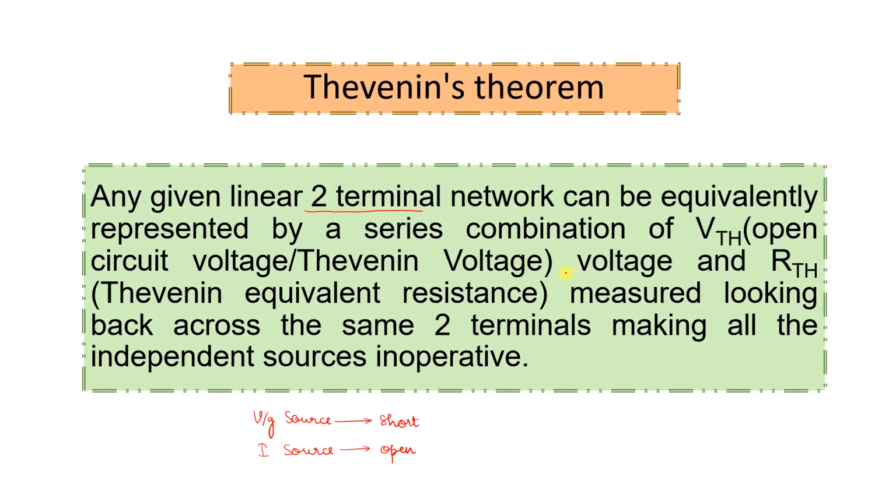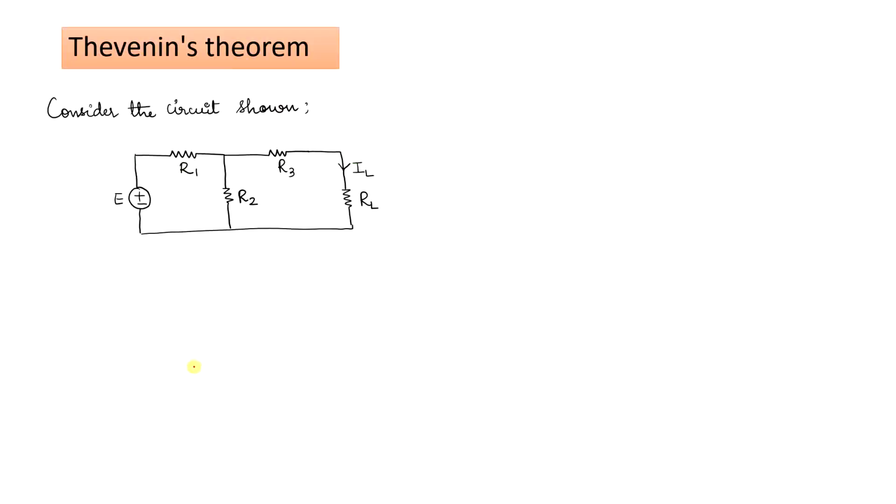Let me explain this further with an example. Here I have a circuit where the applied voltage is E, and I have resistances R1, R2 and R3. The load is represented as RL, and the current that flows across the load is IL. As per Thevenin's theorem, this circuit can be reduced to an equivalent circuit, a series combination of Thevenin voltage and Thevenin resistance.